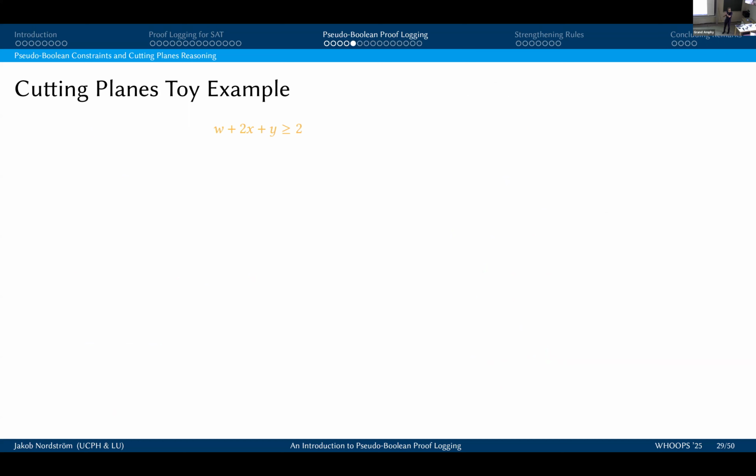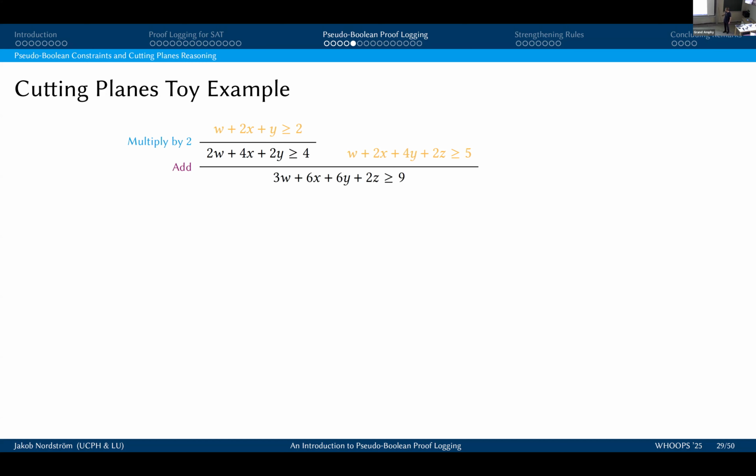Let us not stare too much at these rules. Let's just do a toy example. Suppose that this is an input constraint. I can multiply it by 2 and add it up with this other input constraint, and if I add them up, then I get 3w plus 6x plus 6y plus 2z greater or equal 9. So I can do that in my proof system.